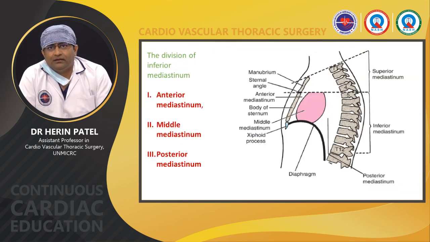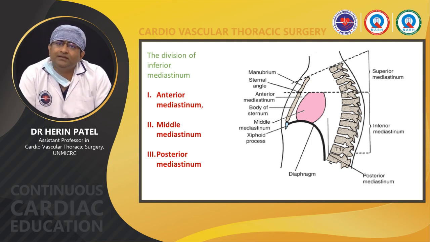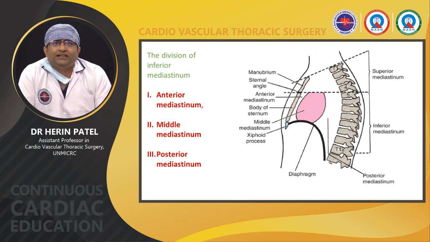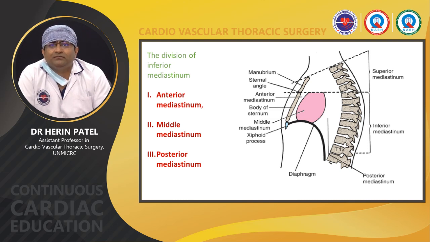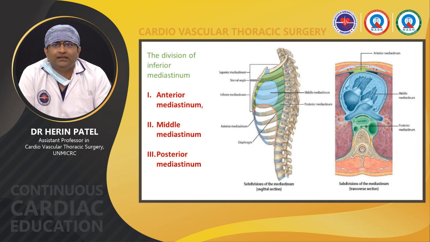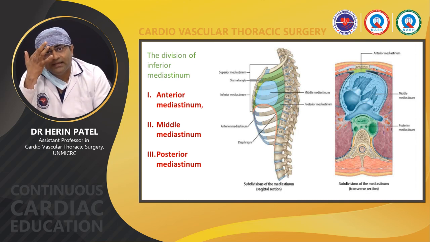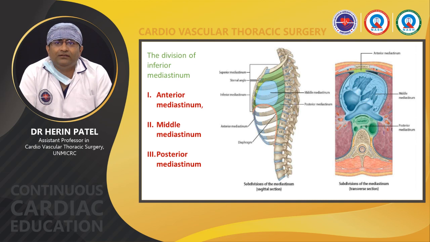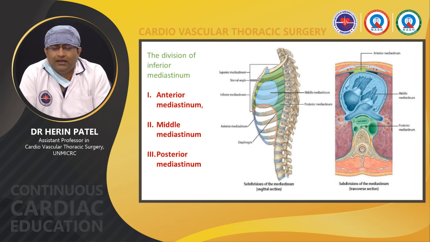Once we divide the mediastinum into superior and inferior mediastinum, the inferior mediastinum is also divided into three: the anterior mediastinum, the middle mediastinum and the posterior mediastinum. Here is a sagittal view in which you can see the anterior, middle and posterior mediastinum. It's another view of the same, showing the areas contained in the mediastinum. The anterior mediastinum contains the thymus and a few areolar lymph nodes.